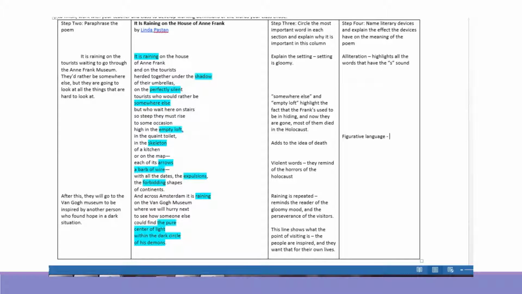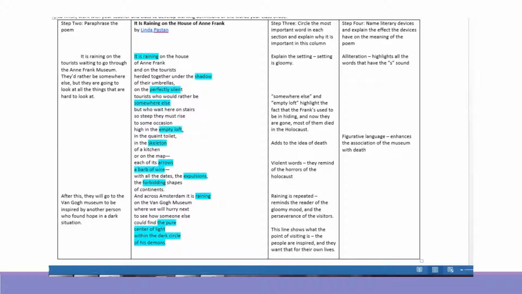Okay, I think it is actually a metaphor, and using that idea of the skeleton of the kitchen, it brings to mind, or it enhances the association of the museum with death, right? Because when something's a skeleton, it's been dead, and we are talking about the Holocaust here, and Anne Frank did die in the Holocaust. So it just kind of brings to mind that death feeling, the seriousness of it.